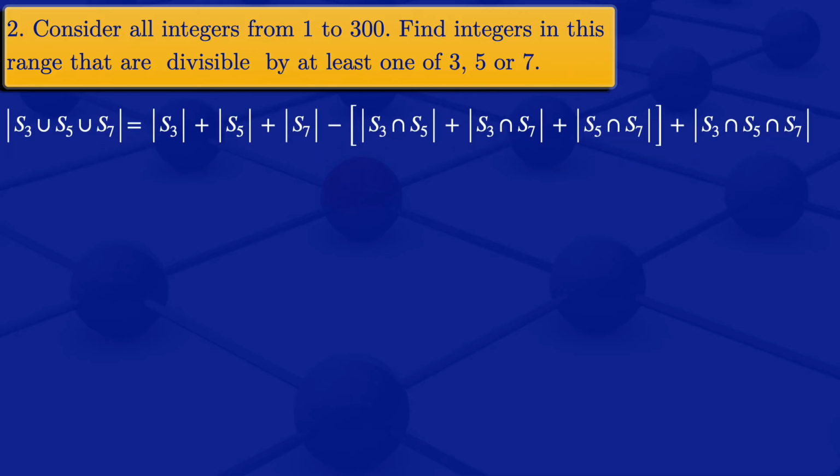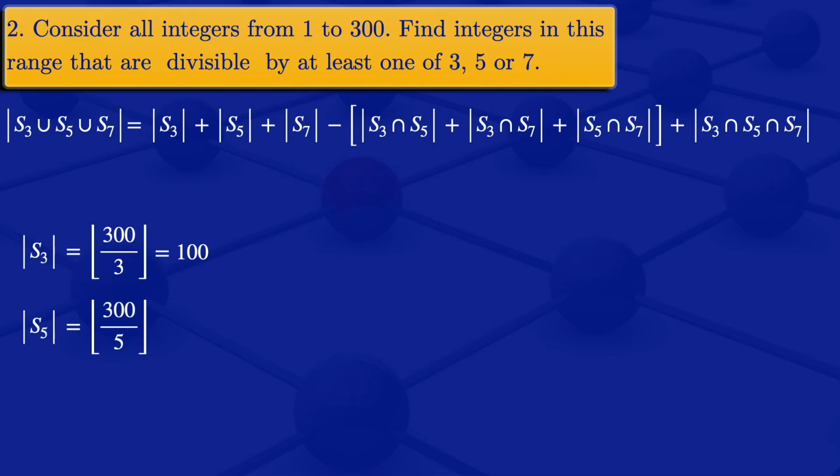We now go on and evaluate the cardinalities in this expression. We are looking at integers 1 to 300. So when you are looking at the cardinality of numbers that are divisible by 3, it will be the floor value of 300 divided by 3, which will give us 100. For the cardinality of numbers divisible by 5, it will be the floor value of 300 divided by 5, which will give us 60. For the cardinality of numbers divisible by 7, it will be the floor value of 300 divided by 7, which gives us 42.